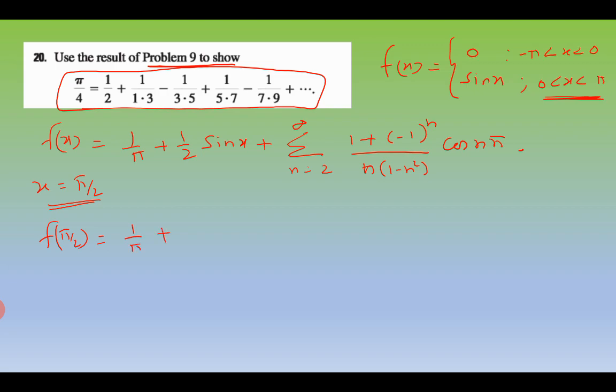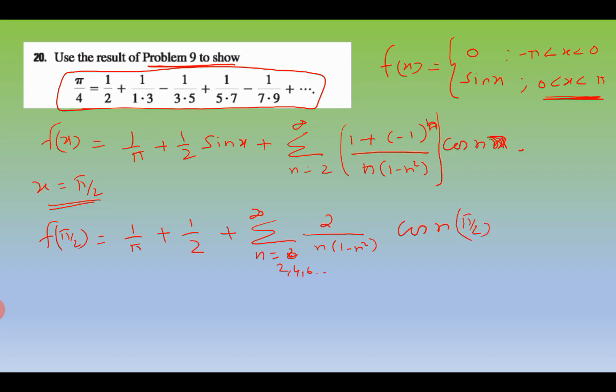So f of pi by 2 on the left side is 1 by pi plus sin pi by 2, which is 1, so it is 1 plus summation n from 2 to infinity. So we can check this for even and odd values. You will find that a_n for even values of n will be 2 over n into (1 minus n square). For odd values of n, it will be 0. So we are going to consider n as 2, 4, 6 to infinity.